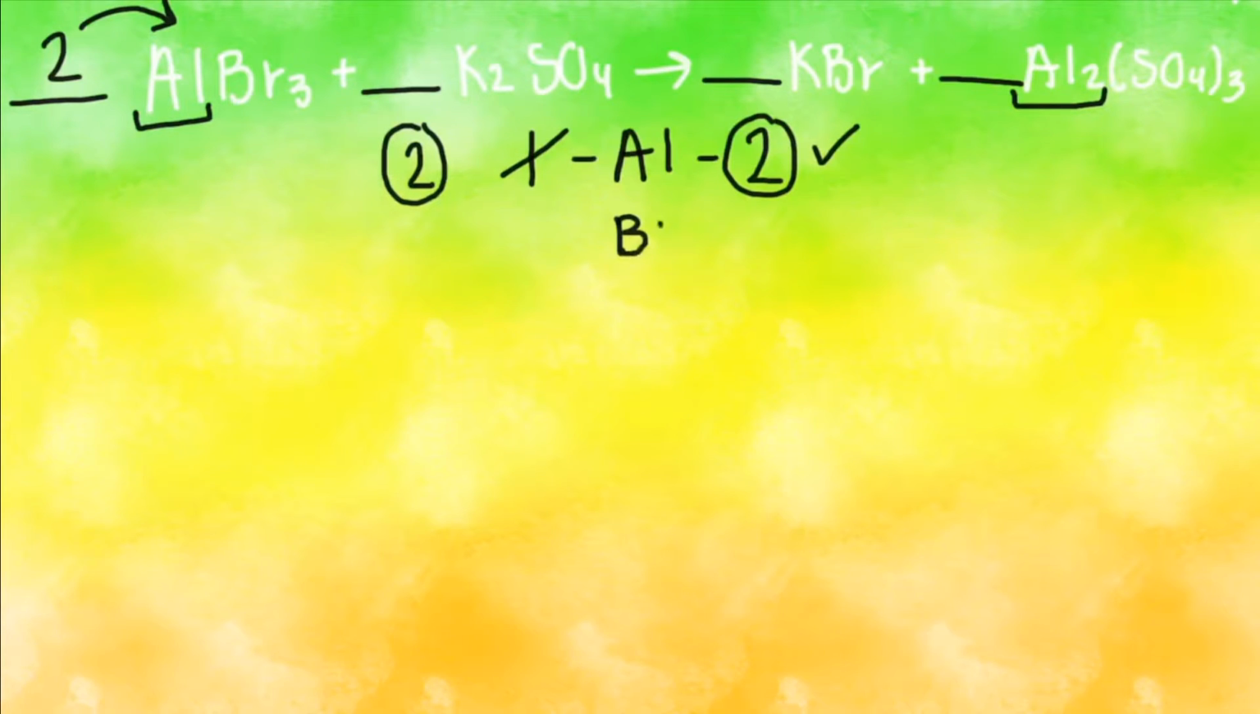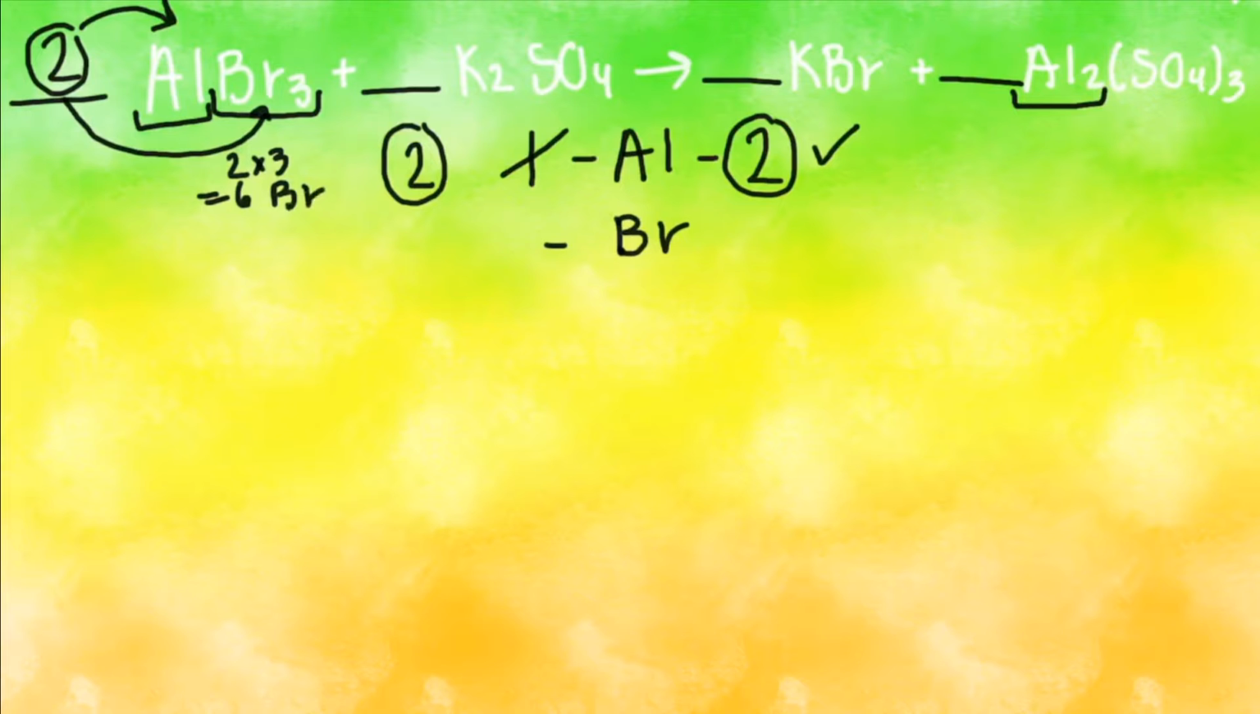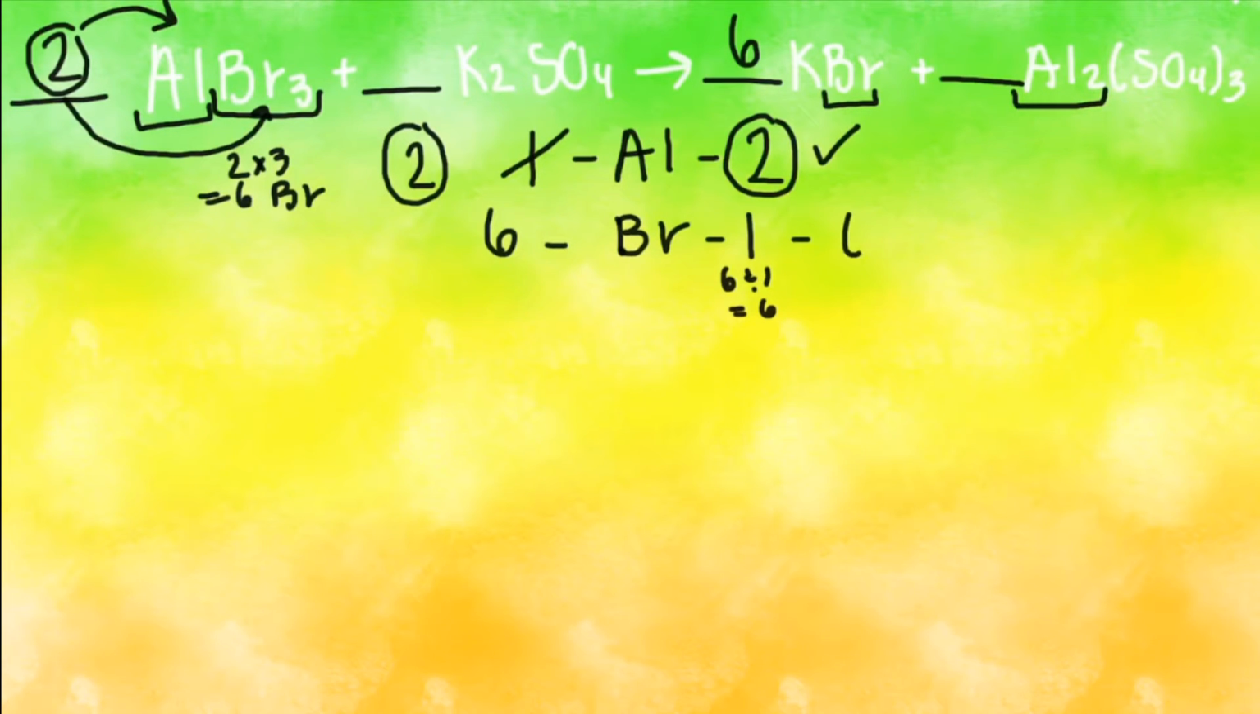Now Br, bromine. On the left side, if you see the subscript 3, that means that 3 times 2, you have 6 bromine. Don't think that there's 3, you have to multiply the coefficient by the subscript. So that gives you 6, because the coefficient applies to the aluminum and the bromine. Now on the right side, you have no coefficient, so it's 1. 6 to 1 is obviously not balanced, so 6 divided by 1 equals 6, so you multiply the KBr by 6, so now it's 6 to 6, they're balanced.